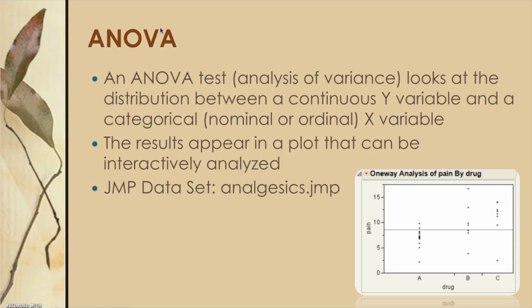Now going into the ANOVA test, which means the analysis of variance, we are looking at the distribution between a continuous y variable and a categorical x variable. Inside of JMP, categorical can be classified as two different things, and that would be nominal or ordinal. And the results that would appear is a plot, and that's given right here in this corner, and we're going to be using the data set called analgesics inside of JMP.